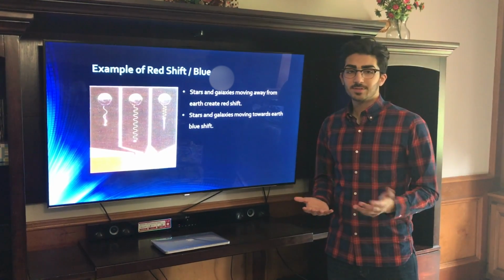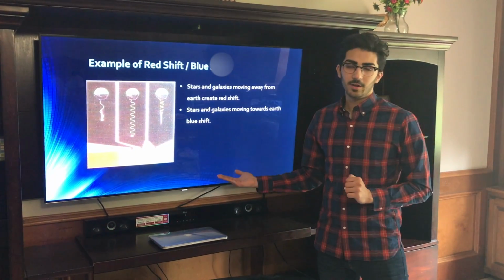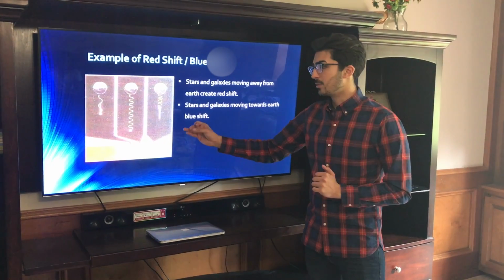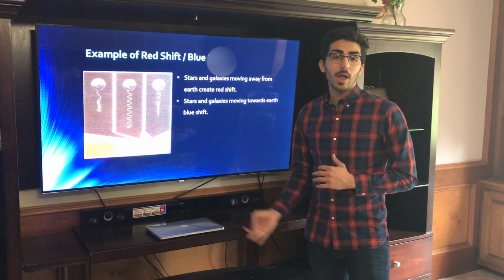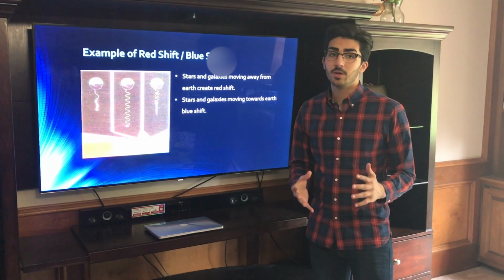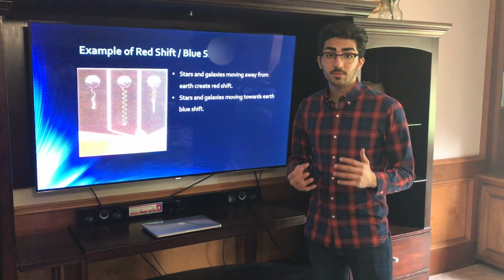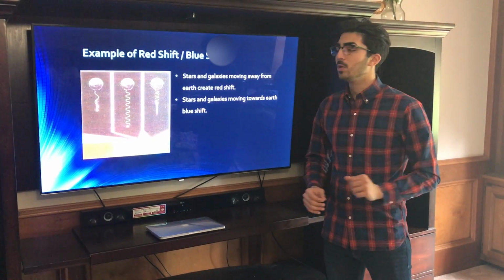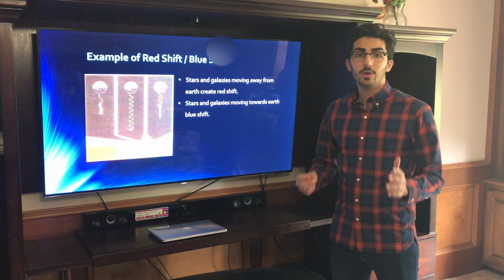An example of this can be seen with the photo that I've provided here. As you can see, there are three different examples. The first example is of an object that's going away from the Earth. Because it is going away from the Earth, the waves are going to be a lot longer, with longer wavelengths and lower frequencies.